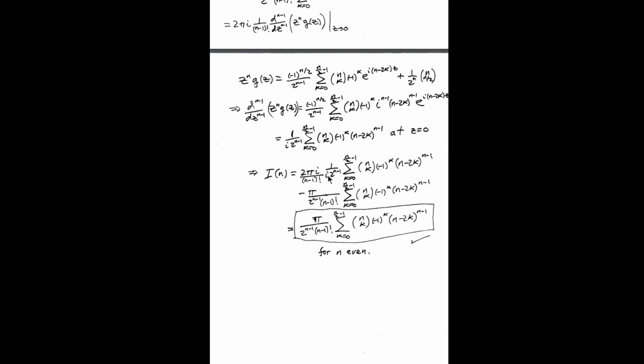Well, these i's are going to cancel, and what's left is we got 2 of these things minus 1 of these things will equal just 1 of these things, which will be pi over 2 to the n minus 1 factorial times the sum as k goes from 0 to n over 2 minus 1 of n choose k minus 1 to the k times n minus 2k to the n minus 1. And this is valid for n is even and n is greater than or equal to 2, of course.